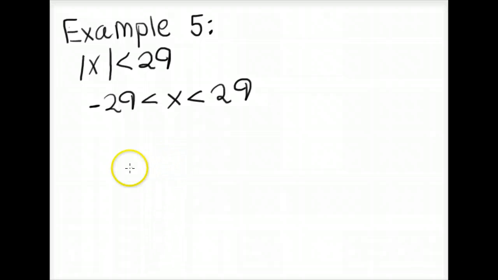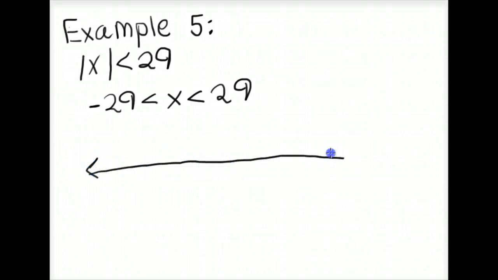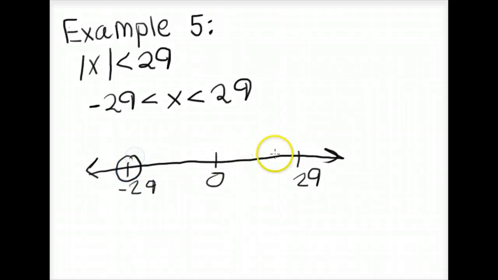origin. So to graph this, we're going to again show the origin here. This would be negative 29, and this would be positive 29. And on each one there would be open circles because it is not inclusive, and it would be connected through the center.